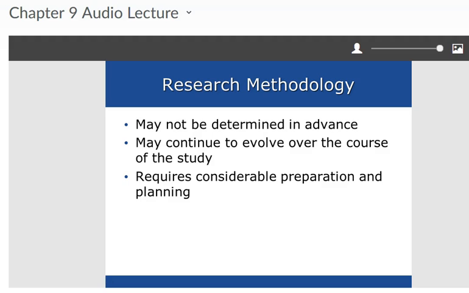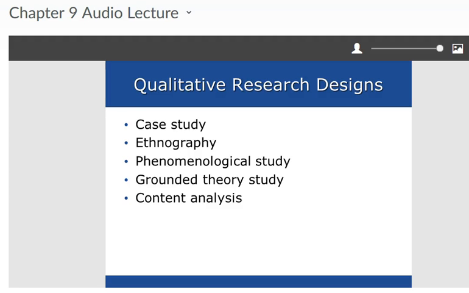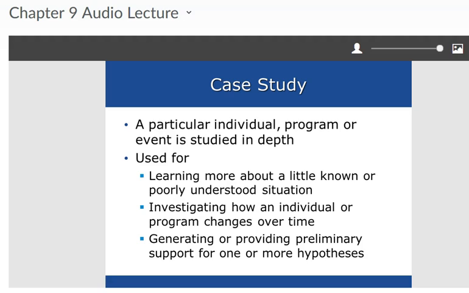It may continue to evolve over the course of the study, and it does require considerable preparation and planning so that you can have an ample opportunity to explore all possible avenues to understanding the phenomena of interest of your study. There are several types of qualitative research designs. We started talking about several of these in a previous lecture: case study, ethnography, phenomenological study, grounded theory, and content analysis. Let's go through each one in turn.